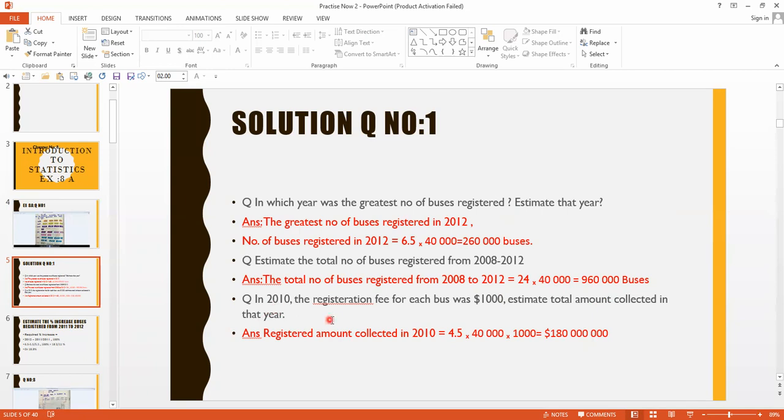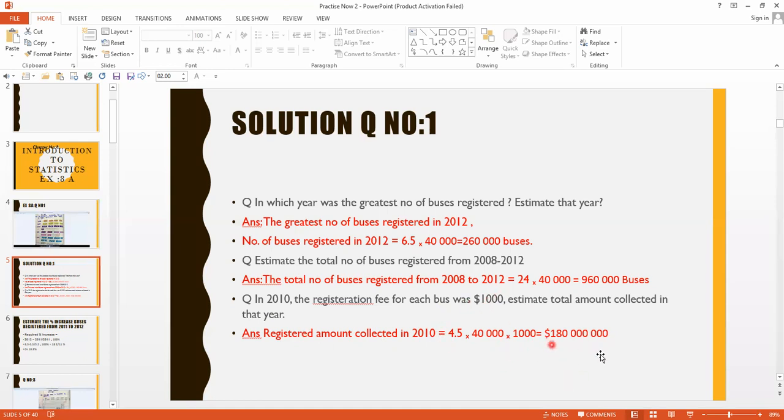In 2010, the registration fee for each bus was 1,000. So estimate the total amount collected in this year. So the registered amount collected in 2010 is, in 2010, how many buses are there? 4.5. You have to multiply it by 40. Then you have to multiply it with the registration fee, which is 1,000. So when we multiply all that, we will get this.